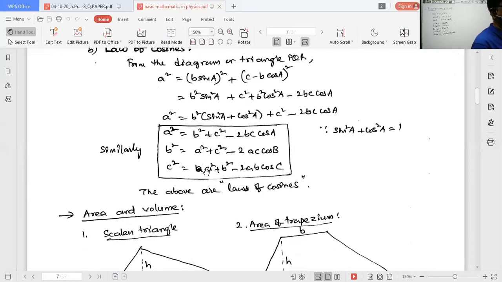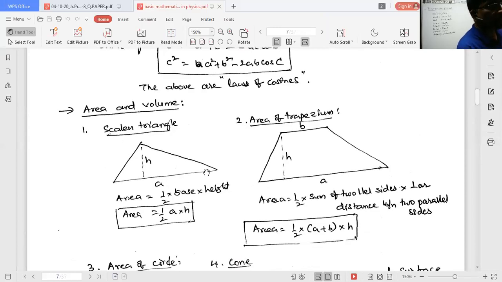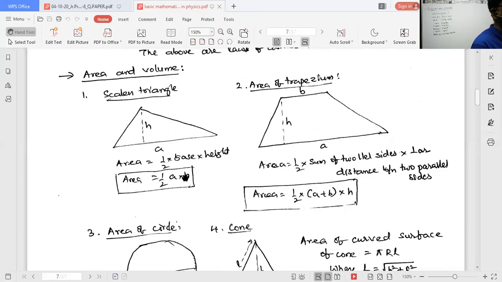Already I said yesterday. Okay, now area and volume. For different regular bodies, how can we find the area? What are the formulas for area and what are the formulas for volumes? We have to discuss. Now you see the scalene triangle. In a scalene triangle, the area of the triangle means half base into height. Here the base is a and the height of the triangle is h. Already by using this concept only, we proved the law of sines.